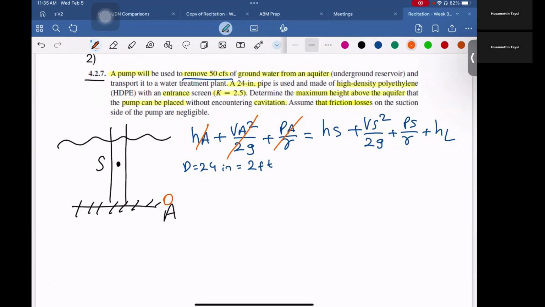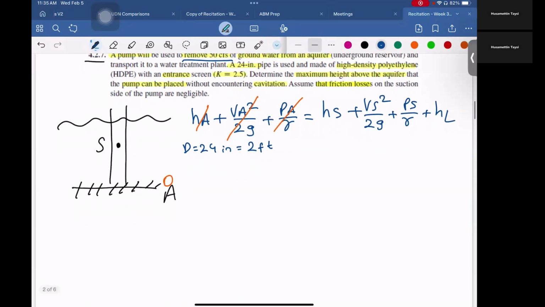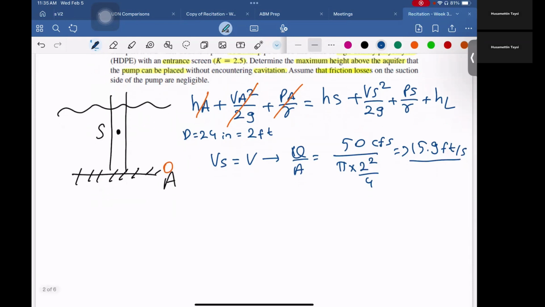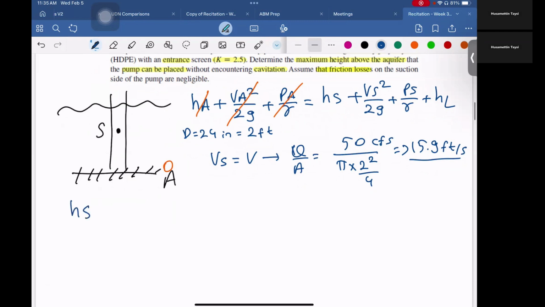In the question, we are going to find the velocity. So the velocity at suction head will be equal to the velocity of the system, which is equal to Q over A, and it is equal to 50 cubic feet per second over pi times the diameter squared over 4, and it gives 15 feet per second. So we have this velocity here, so we can directly calculate HS.